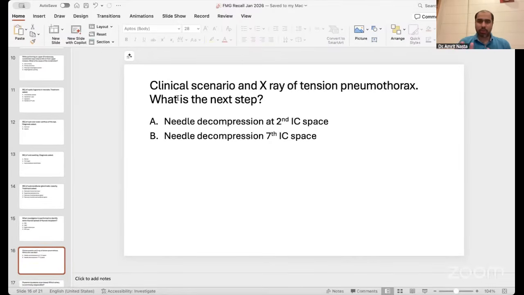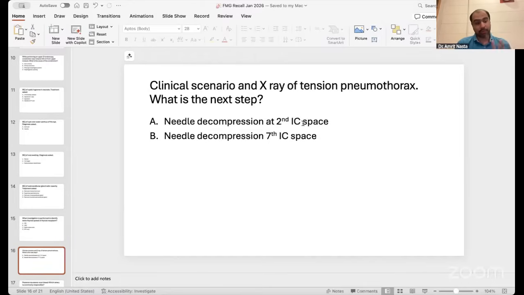This confirmed this question. There was a big clinical scenario. It was suggestive of tension pneumothorax, and they had given a chest X-ray also where you could see collapsed lung and black lung fields. And they had asked what is the next step. So best answer is needle decompression.